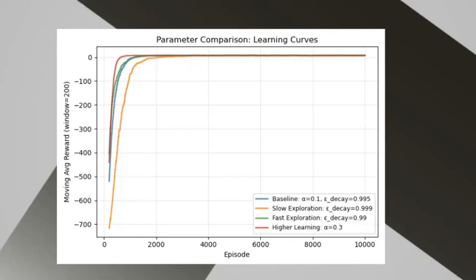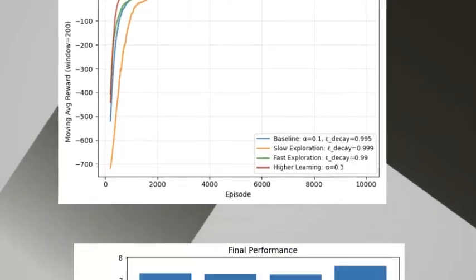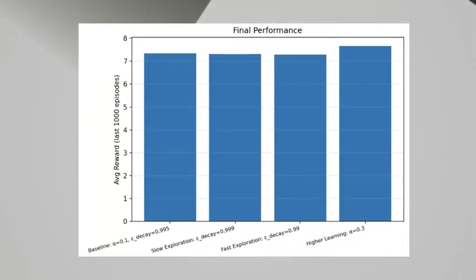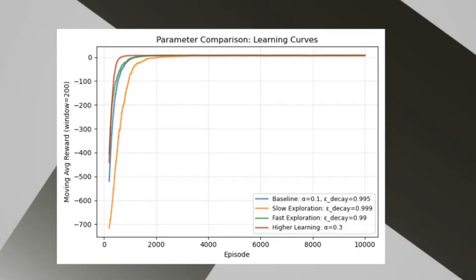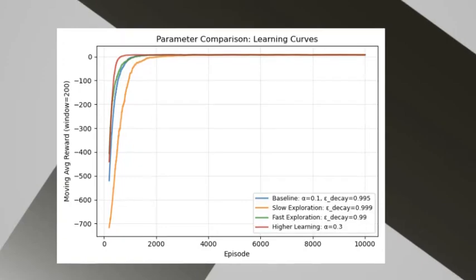And if we look here, all achieved 100% success, but average rewards did vary slightly between them. The baseline performed the best, though, when we looked at everything put together. So the experiment did show how learning and exploration rates can affect convergence, speed, and stability here.